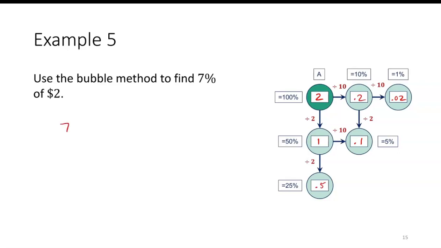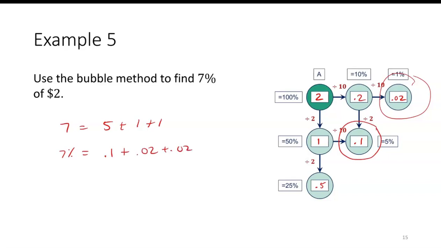Now 7 is the same thing as 5% plus 1 plus 1. So I take the 5%, which is 0.1. And then the 1%, I guess I do twice. So 0.02 plus 0.02, I get 0.14. So 7% of $2 is 0.14.